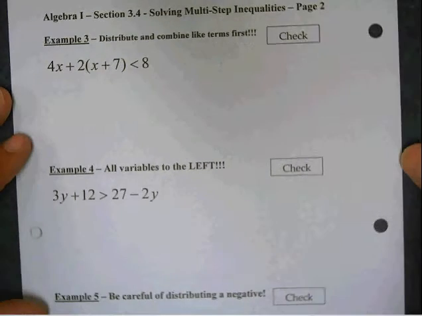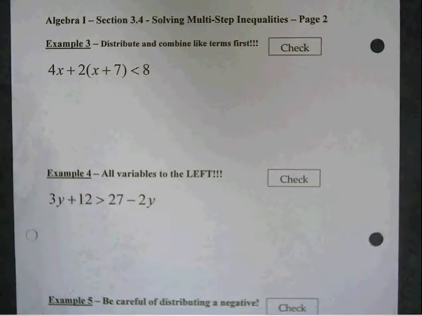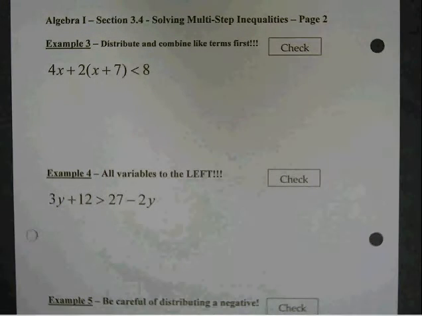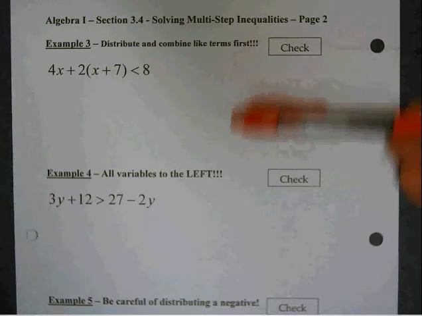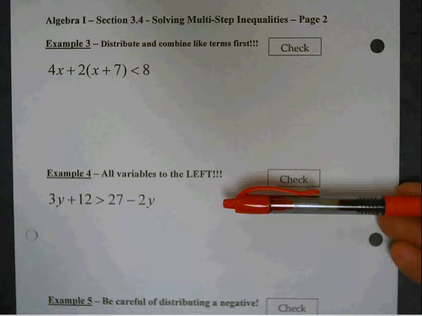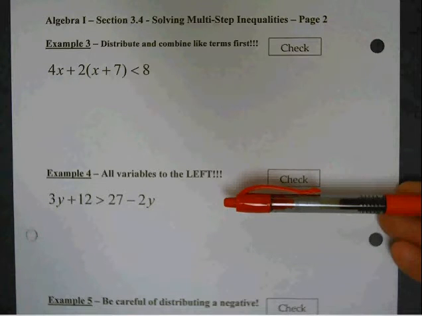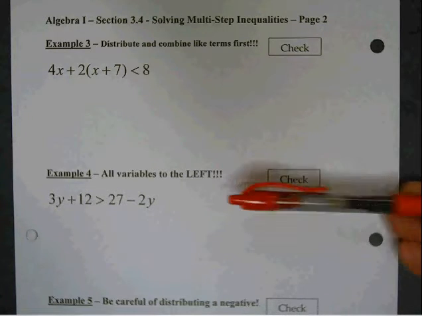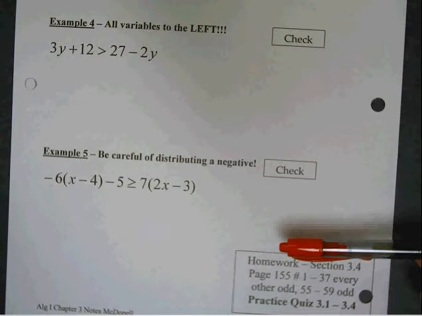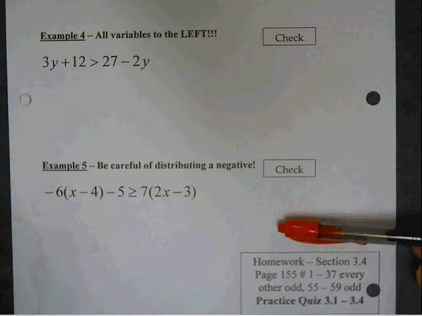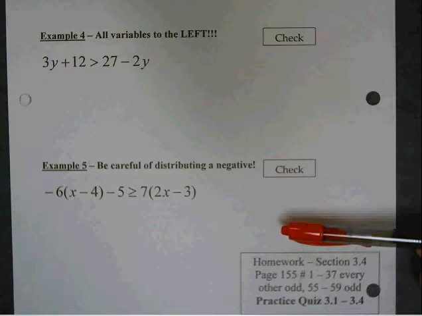As we look at this second part, we're still doing inequalities, but what do you notice on this page? Just look down the page. What's the difference on the first one? What are we going to deal with? Distribution. What about the second one? Where do you have variables? On both sides. Look at the bottom one. What are we going to do here? Distribute and deal with variables on both sides.